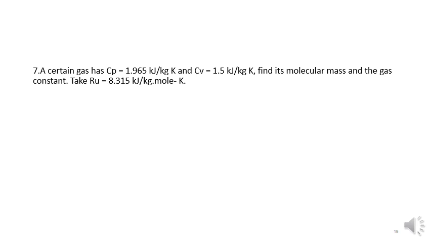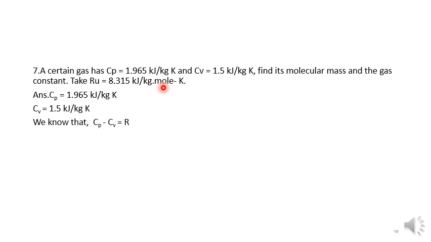Next problem. A certain gas has Cp value 1.965 kilojoule per kg Kelvin and Cv value 1.5 kilojoule per kg Kelvin. Find its molecular mass and gas constant. So molecular mass is the M value, gas constant is the R value. Take Ru as 8.315 kilojoule per kg mole Kelvin. So first write the given data. Cp is 1.965 kilojoule per kg Kelvin, Cv is 1.5 kilojoule per kg Kelvin. Molecular mass M is unknown, gas constant R is unknown.